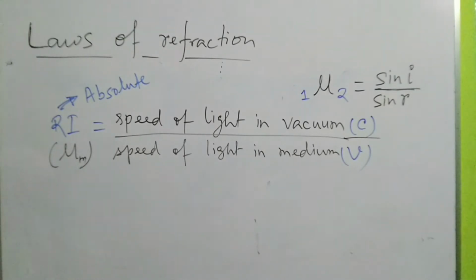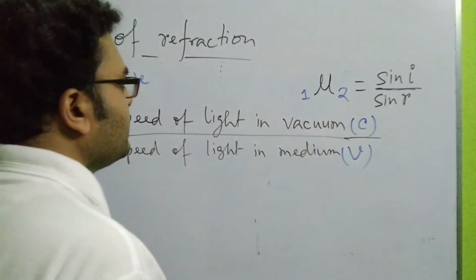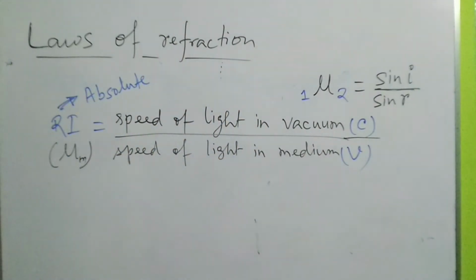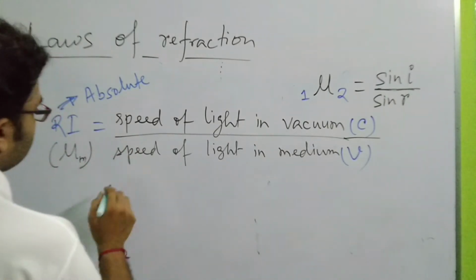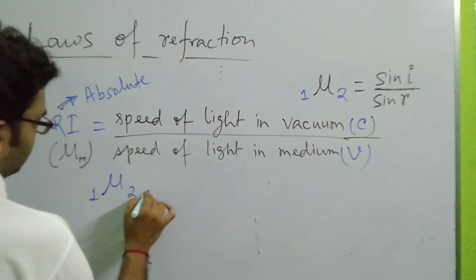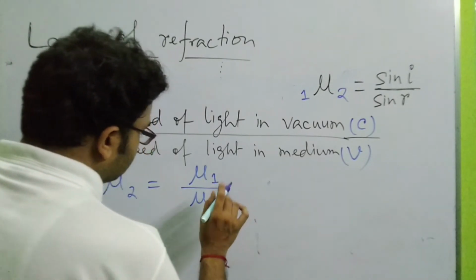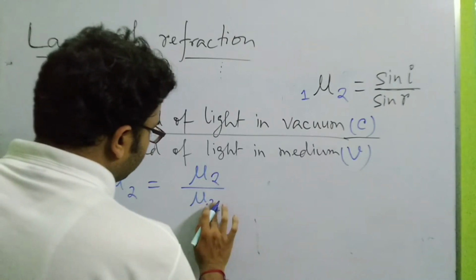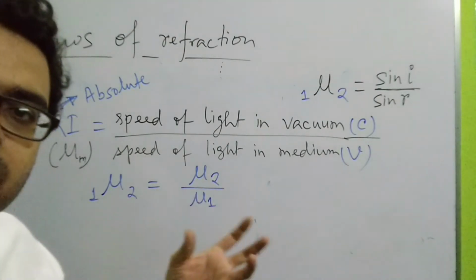Okay, fine. Now, if I consider the relation between absolute refractive index and relative refractive index, when we are saying the refractive index of medium 2 with respect to 1, we can also write it like this. Medium 2 with respect to 1 can also be written as the absolute refractive index of medium 2 to the absolute refractive index of medium 1. It should be medium 2 by medium 1. This is how we can express relative refractive index in terms of absolute refractive index.